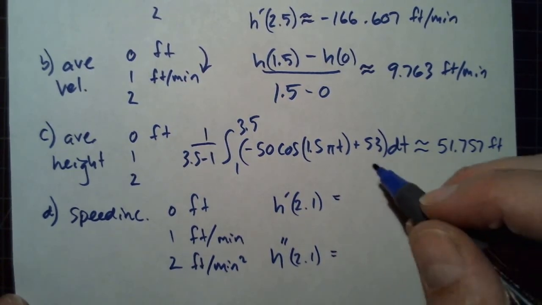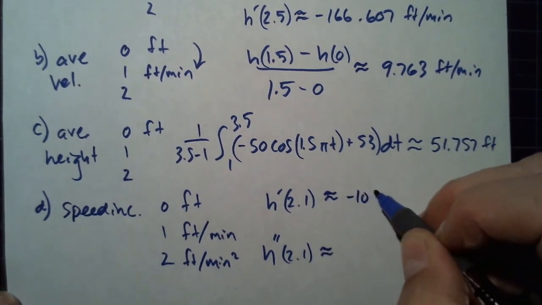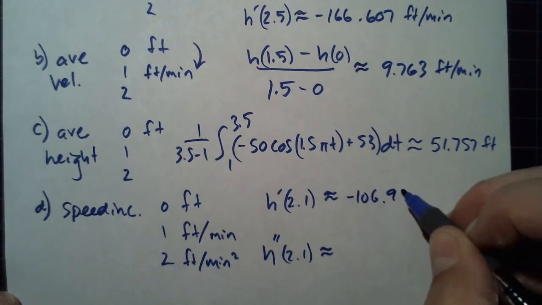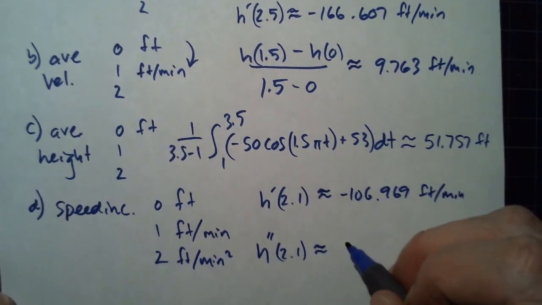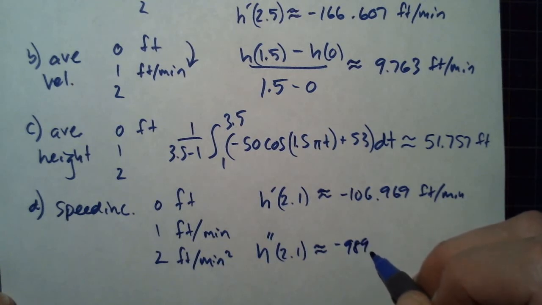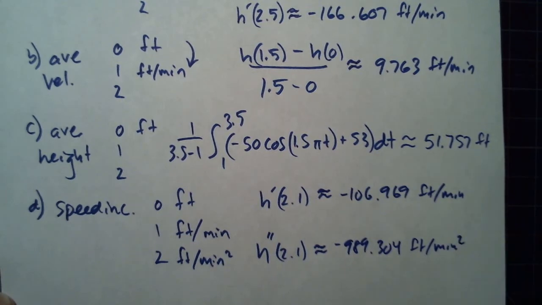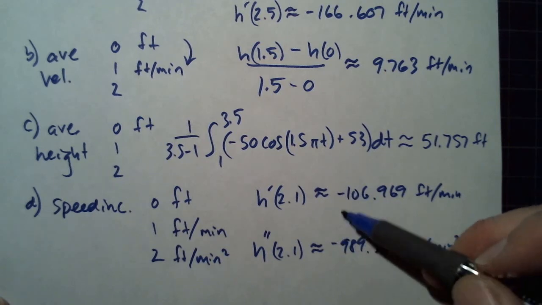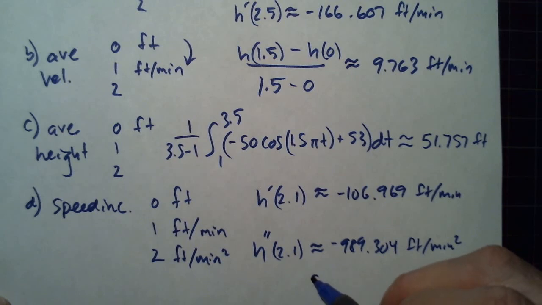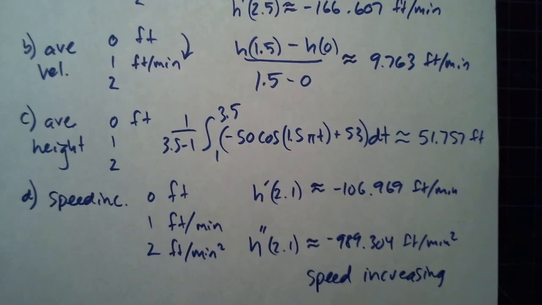And if we did that on a calculator or phone, we'll get negative 106.969 feet per minute. And here we'll have negative 989.304 feet per minute squared. So we have both velocity and acceleration are negative. That means that the speed is increasing. Alright, and we'll stop there.